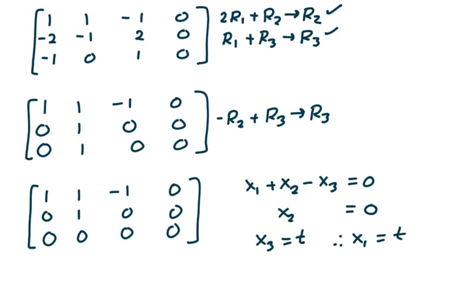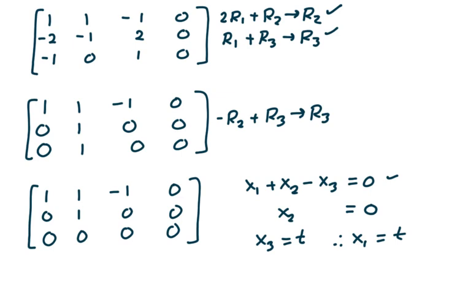And so I'm going to take negative row 2, add it to row 3, put the result back into row 3. And when that occurs, we get the matrix 1, 1, negative 1, 0, 0, 1, 0, 0, 0, 0, 0, 0. So my system looks like the following. x1 plus x2 minus x3 equals 0. That corresponds to the first row of entries. x2 equals 0.